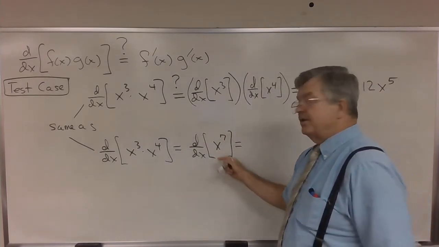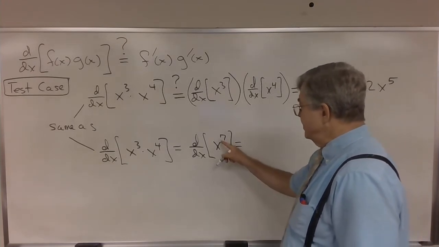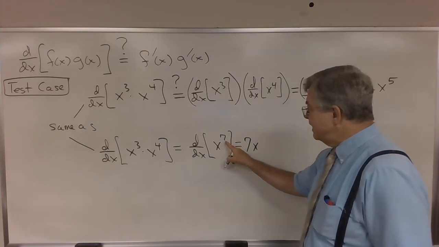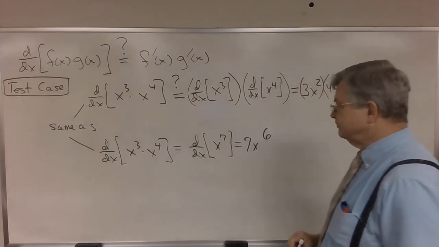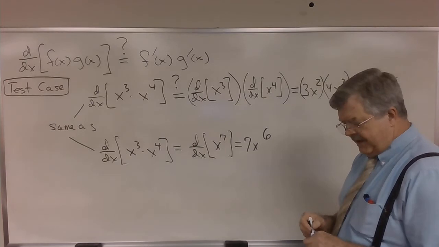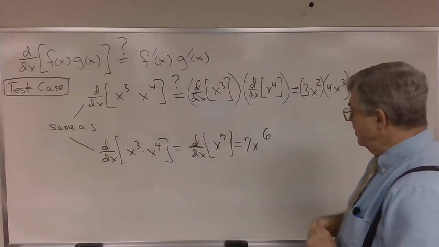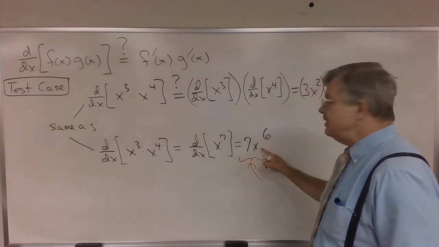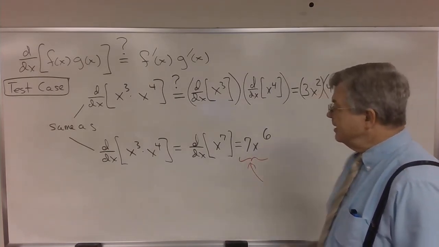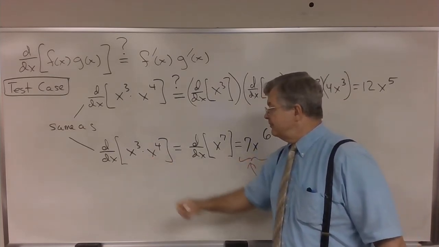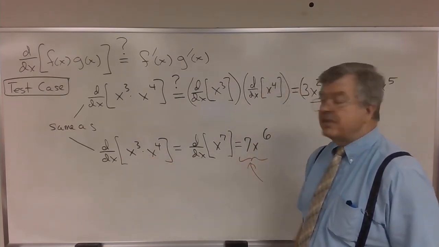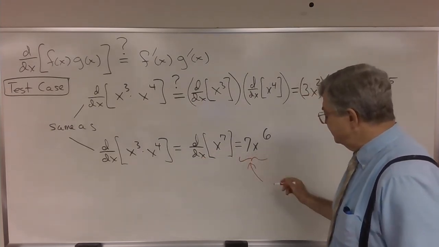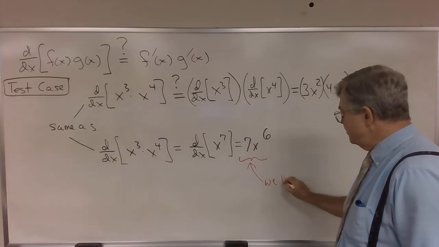And we know how to compute this. This is just the power rule. Bring the exponent down front and then subtract 1 from the exponent. Now the thing is, we know that this is right because we know that x cubed times x to the fourth is x to the seventh. And we know that the derivative of x to the seventh is 7x to the sixth. So we know that this is right.